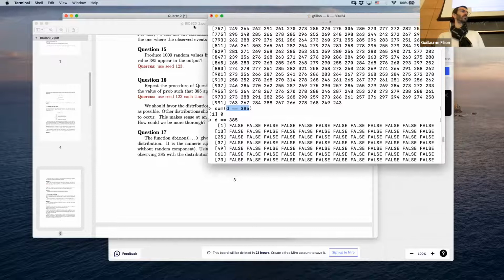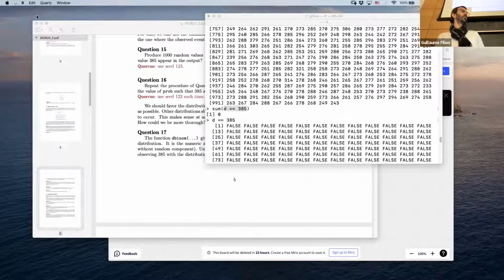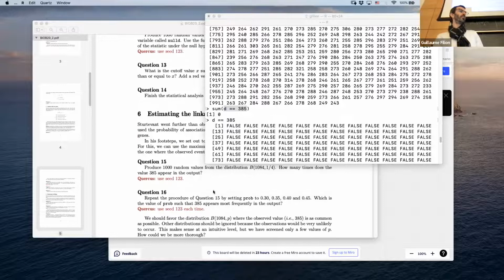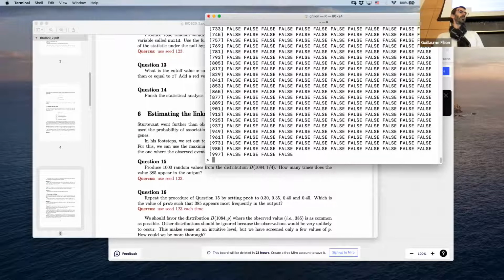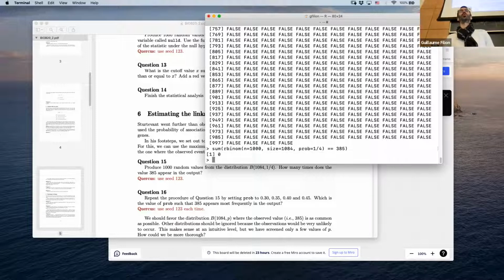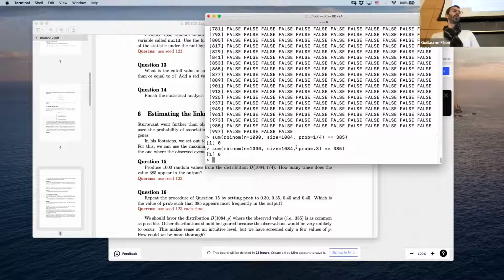So what does the question say? Repeat the procedure, but change the value of prob. So the procedure is actually to do this here. Instead of calling it D, is to say sum. This is equal to 385 and 0. Sure enough, that's 0. So here we go. We say not 1/4, but we start with 0.3. Okay. So when the probability is equal to 0.3, we don't observe it at all.